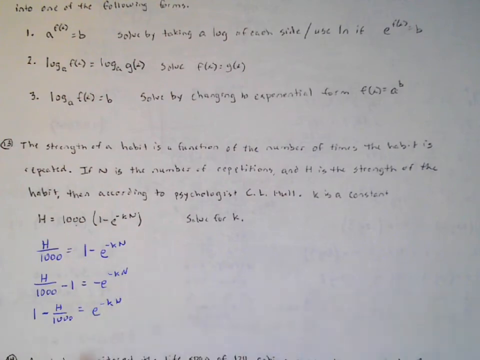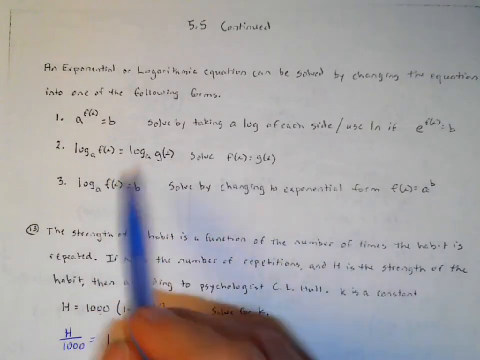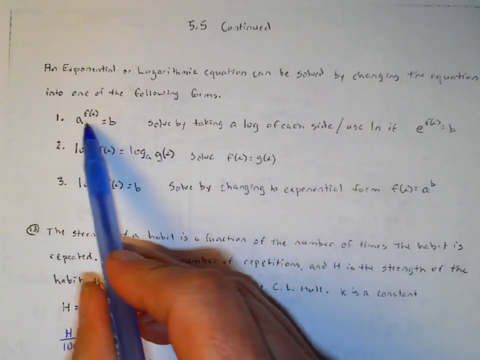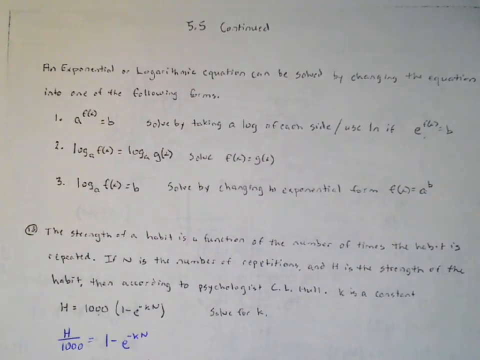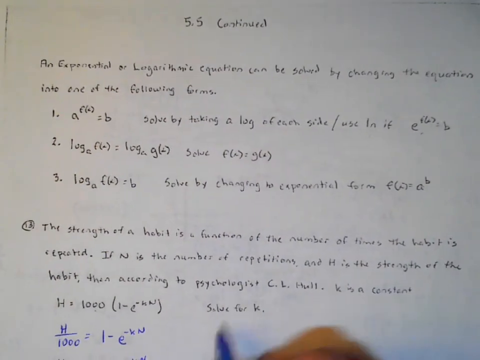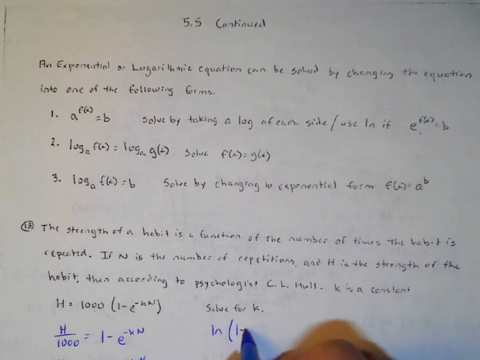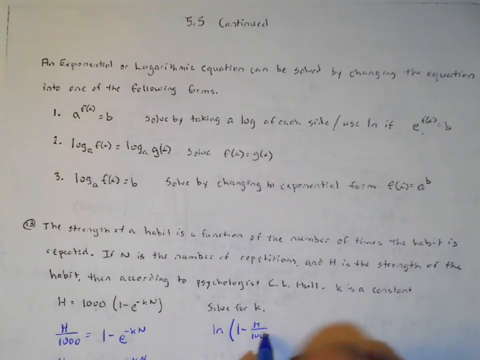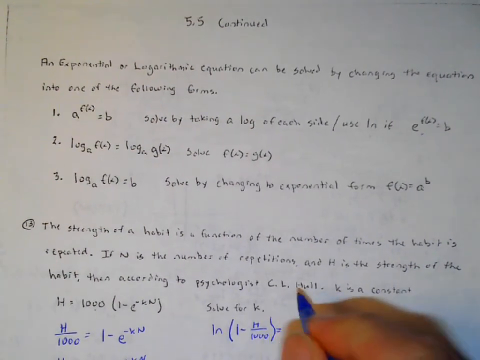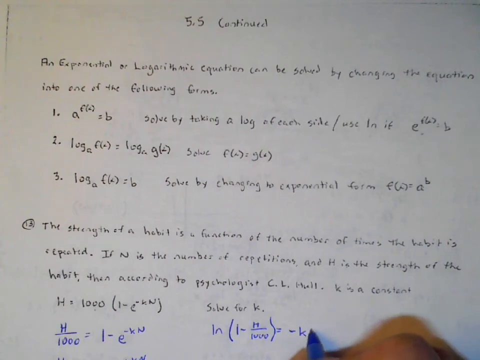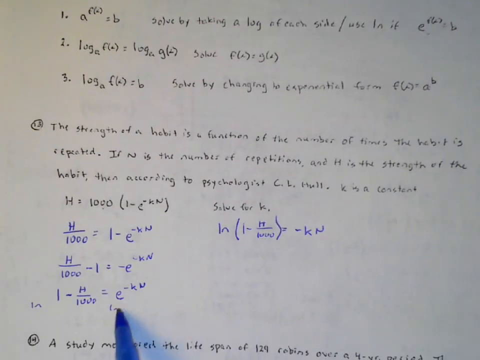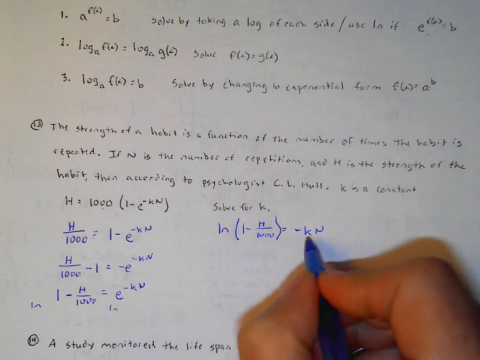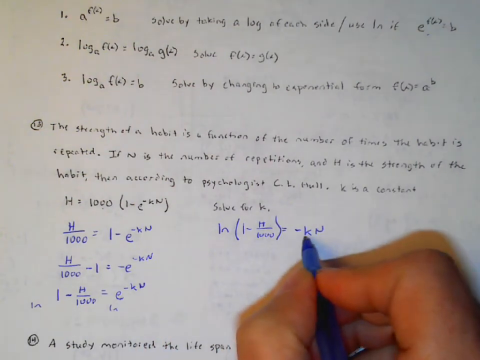Now, notice we have e. If you're looking at the ways we solve here, we have an exponent, and if it's an e, we definitely want to use natural log. So I'm going to take the natural log of both sides. Here I have natural log of 1 minus h over 1,000 is equal to negative kn, because natural log cancels out the e. And lastly, to get k by itself, I divide by negative n.